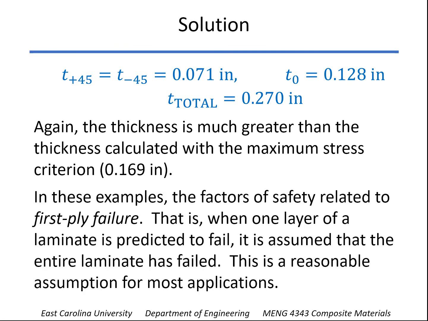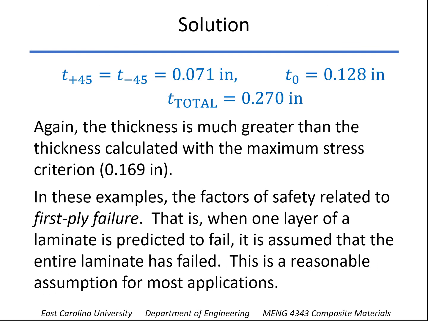So now, in these examples we just looked at, though, we assumed that if any of the layers has a factor of safety of 5, that's when we're predicted to fail. And for a lot of applications, actually I'd probably say for most applications, that's reasonable, to say if one of the layers is going to fail, that the whole laminate fails.